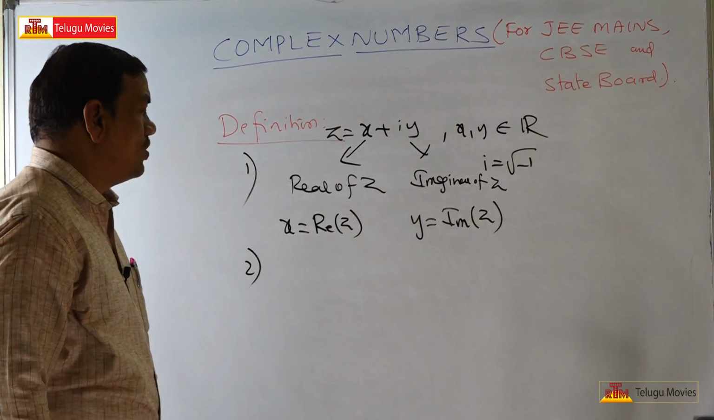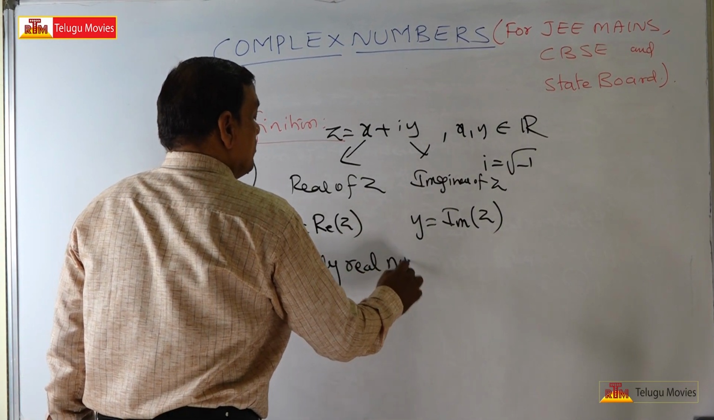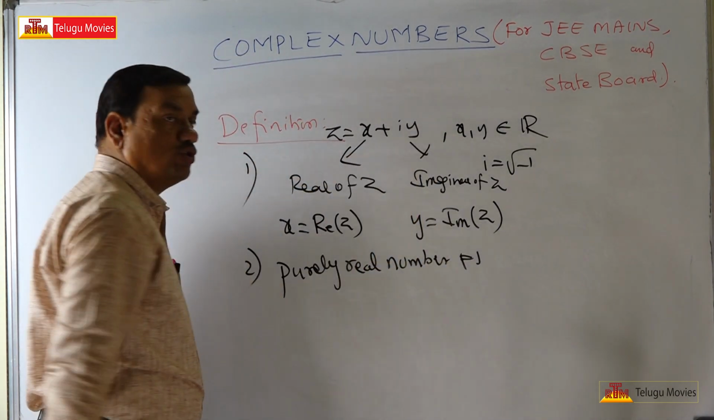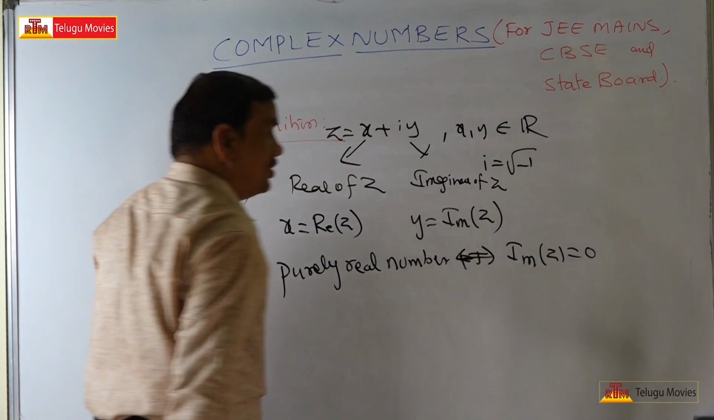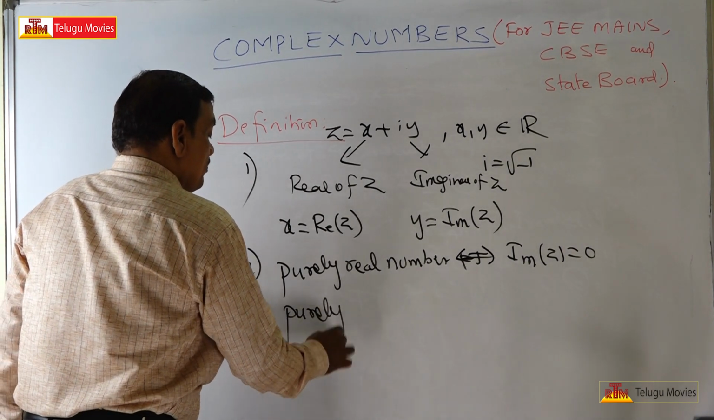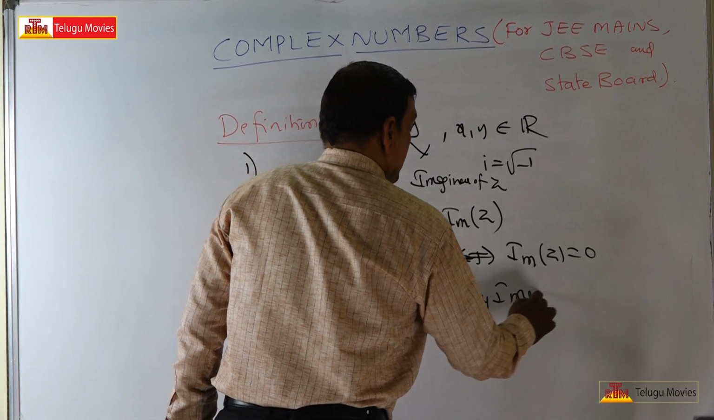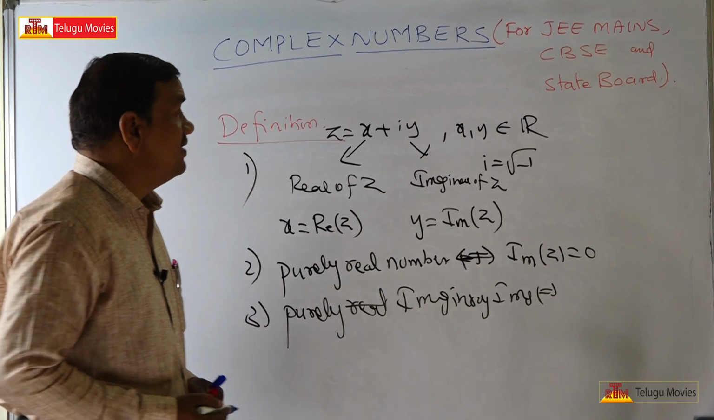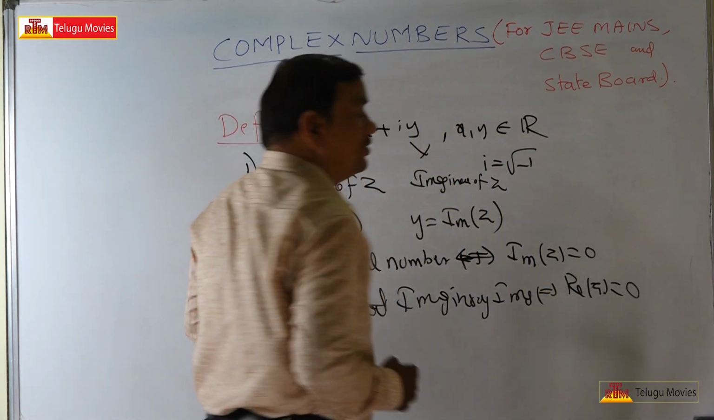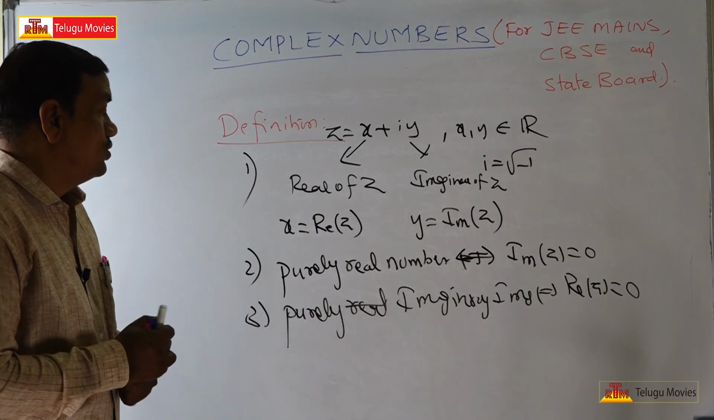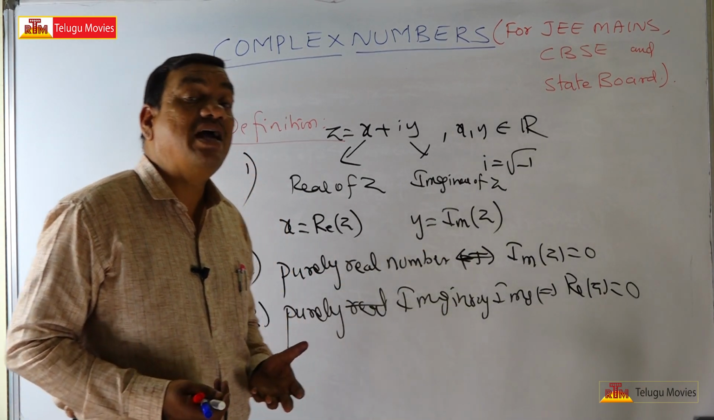The second thing you have to remember is purely real number. When it is a purely real number, there should not be any imaginary part. That means the imaginary part of z is equal to 0. And the third one is purely imaginary number. This happens when the real part should be equal to 0. Understand? So whenever in a problem the complex number is purely real, you have to equate the imaginary part to 0.